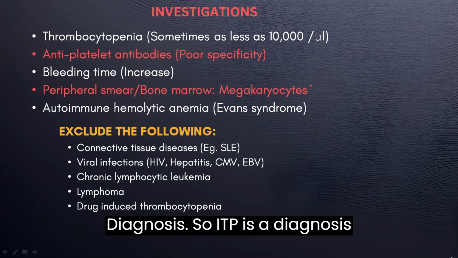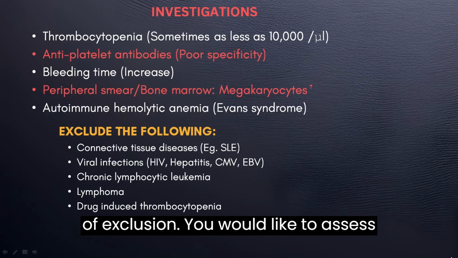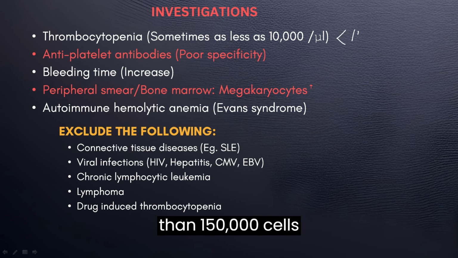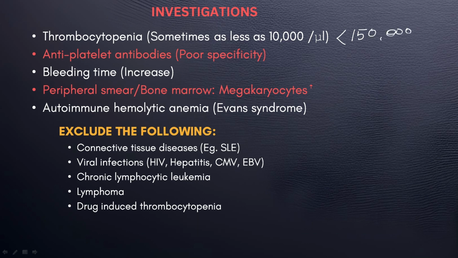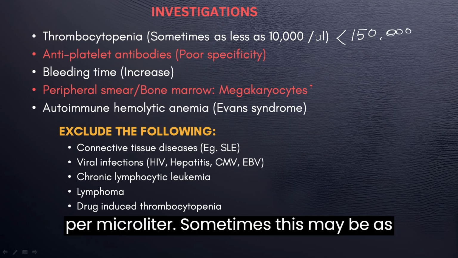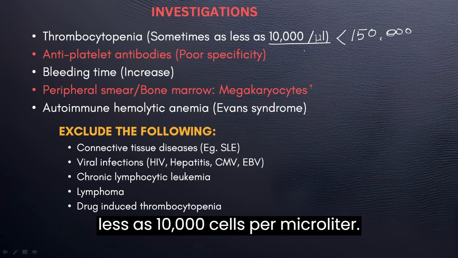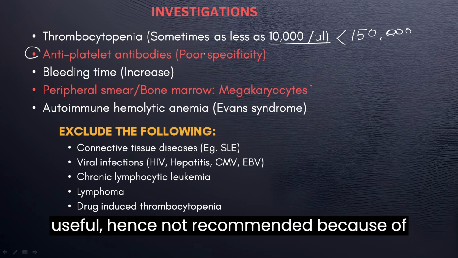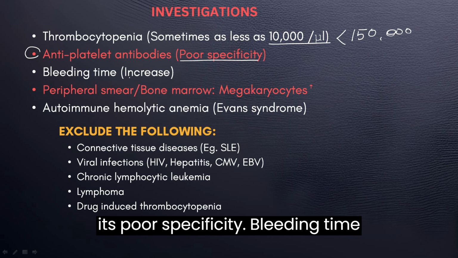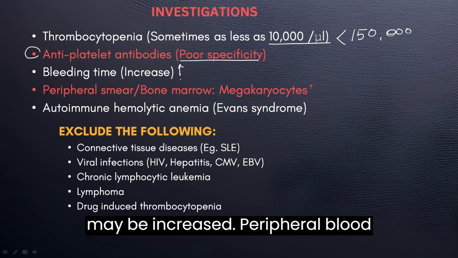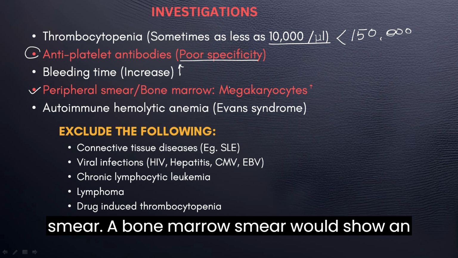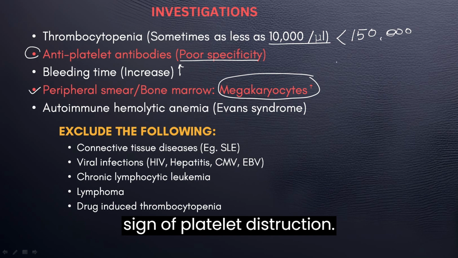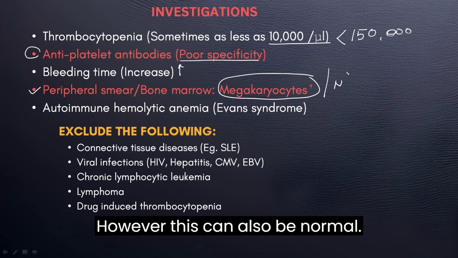Diagnosis. So ITP is a diagnosis of exclusion. You would like to assess for the platelet levels. Thrombocytopenia is defined as platelet count less than 150,000 cells per microliter. Sometimes this may be as low as 10,000 cells per microliter. Antiplatelet antibodies are not useful, hence not recommended because of their poor specificity. Bleeding time may be increased. Peripheral blood smear or bone marrow smear would show increased megakaryocytes, which is a sign of platelet destruction. However, this can also be normal.